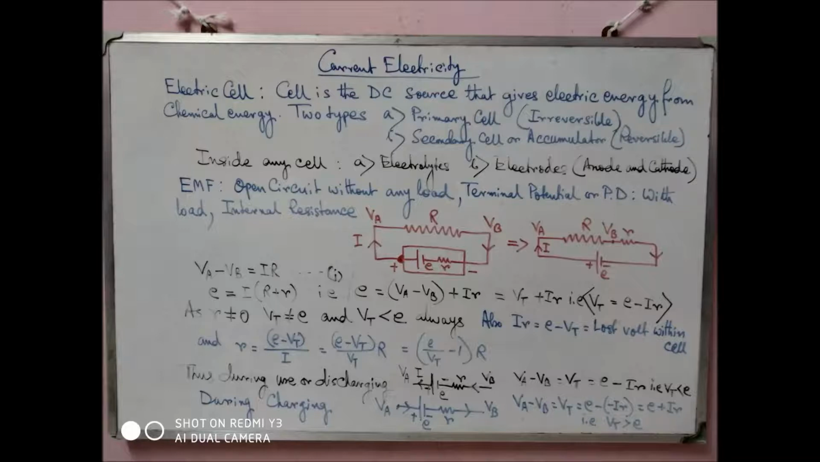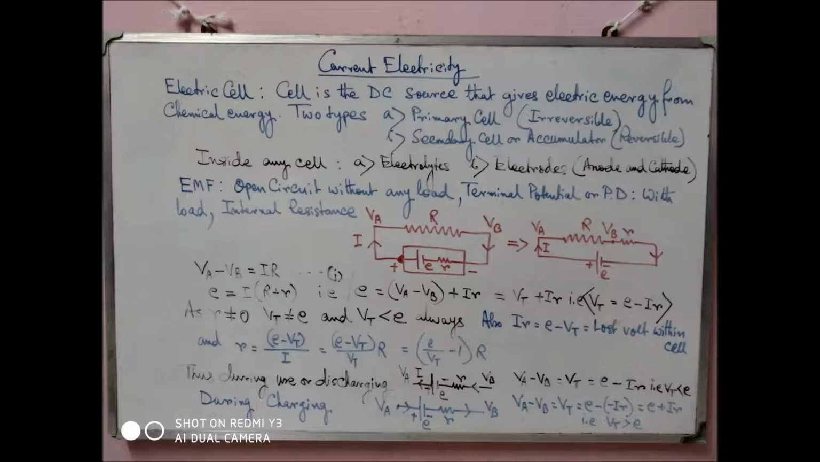Again, this VA minus VB is nothing but the terminal potential, VT. So it is VT plus Ir. So E, the EMF, equals terminal potential plus Ir, or we can write VT equals E minus Ir, very easy from simple algebra. So it is a relation between terminal potential and EMF.